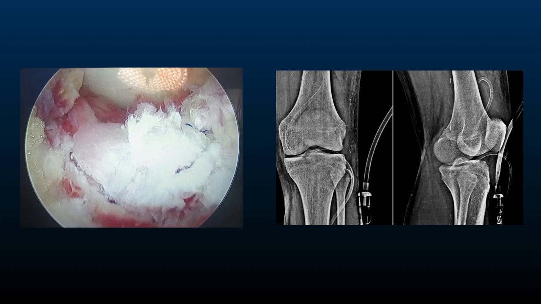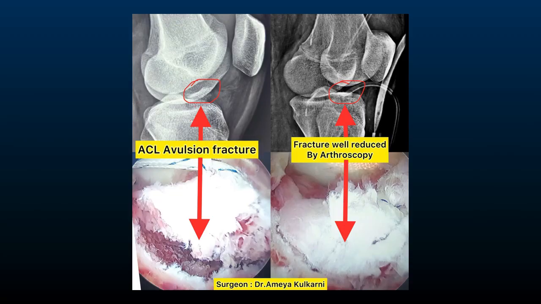This is the clinical picture through the arthroscope after reduction and tying the fiber wires on the tibia. And this is the post-op X-ray of this patient showing good reduction in AP and lateral views.